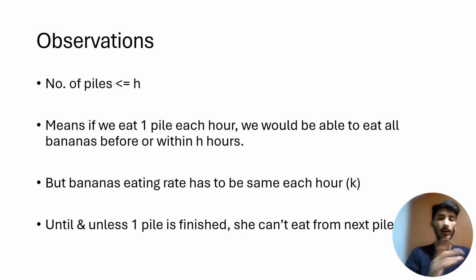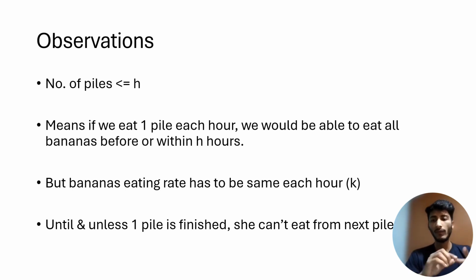What are the observations? The observations are that the number of piles is always less than or equal to h, as was given in the constraint also. Whatever the number of elements in the array, it will never cross h. The second observation is that if we eat one pile each hour, we would be able to eat all the bananas before or within 8 hours. As it's very clear.